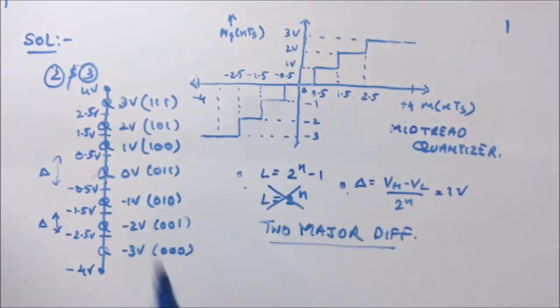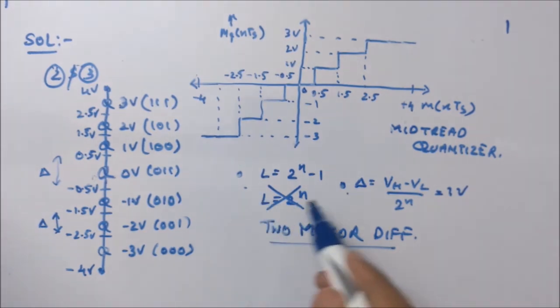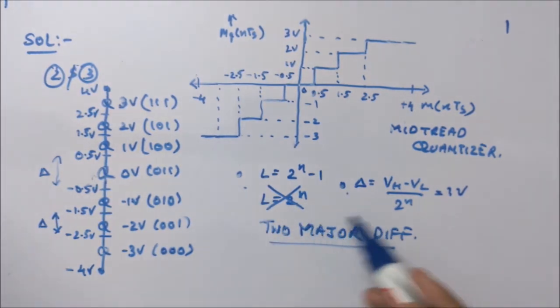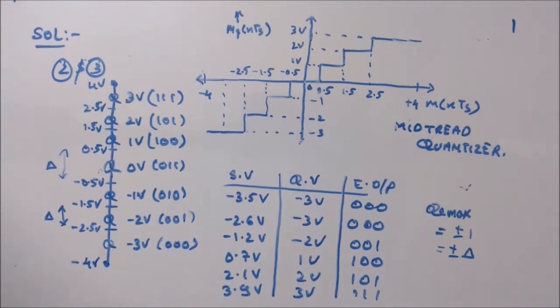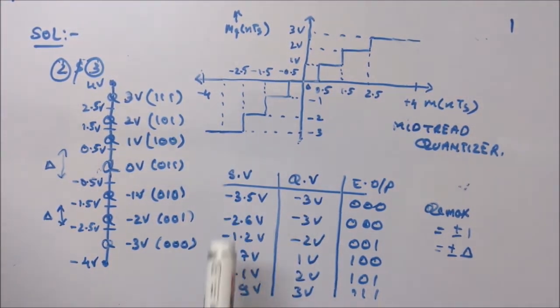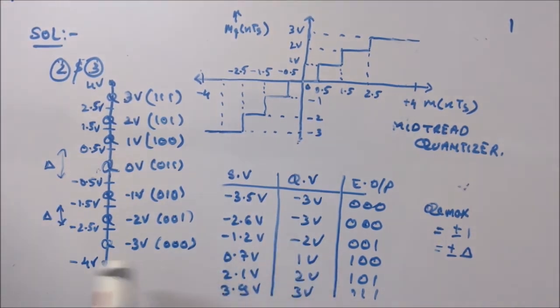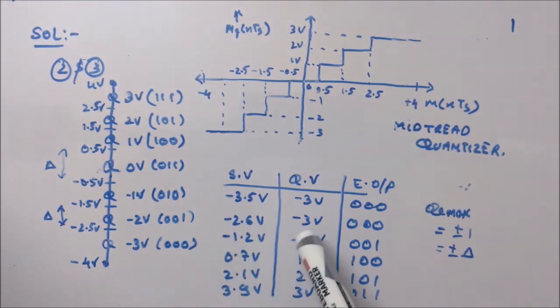And now I am going to give you the standard value, sampled value and quantized value table. So now you can see the output of the quantizer will look like this. We had the sampled values given to us. If you apply these values to this quantizer, what you get at the output: minus 3.5 volt lies in this range, that is why the quantized value is minus 3 volt. Minus 2.6 also lies in this range, that is why minus 3 volt.